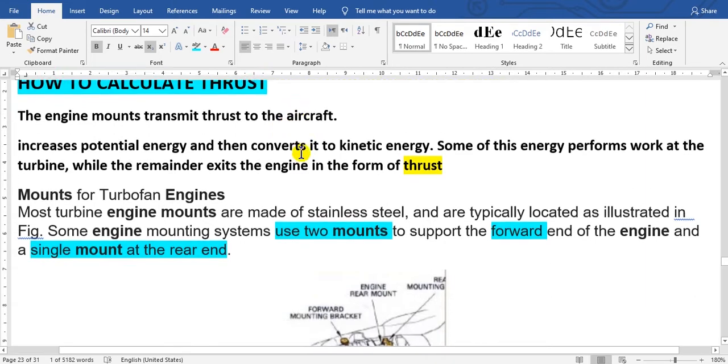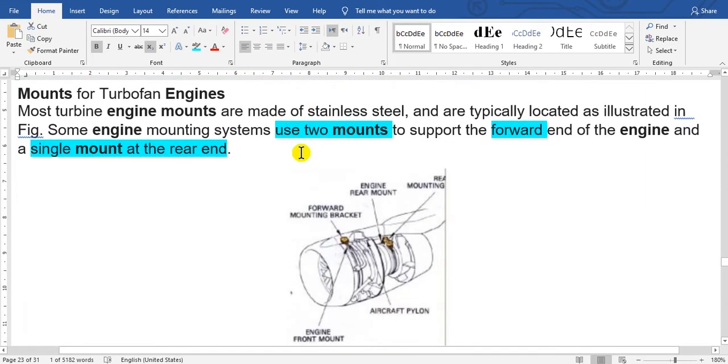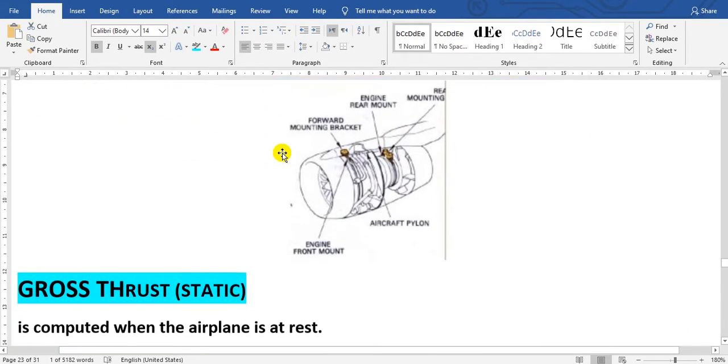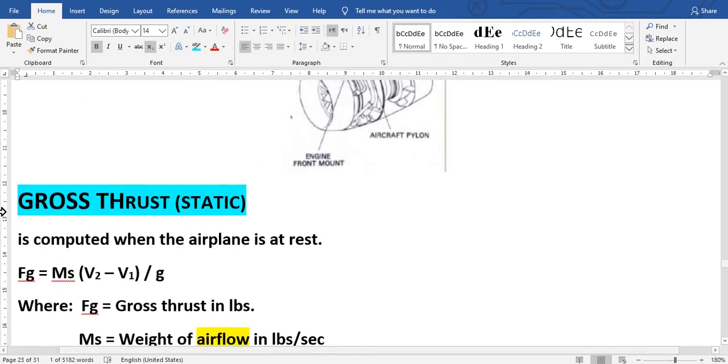So the engine mounts here: 2 engine mounts at the forward, and 1 engine mount at the rear. These are the mounts of the engines. The gross thrust, or static thrust, means that the airplane is at rest, or the engine is at the test cell.